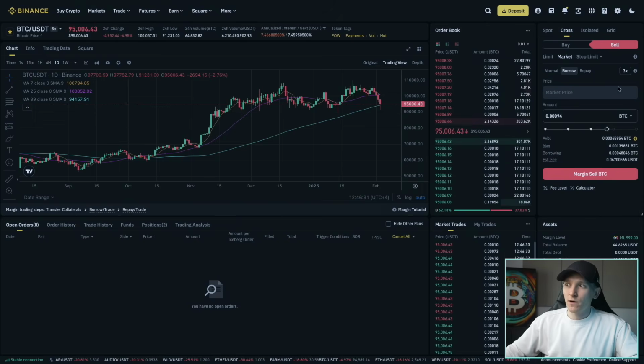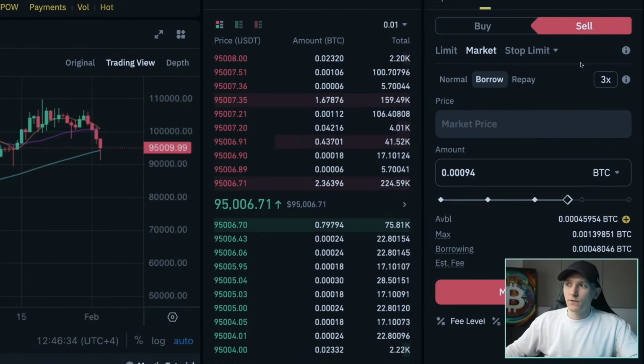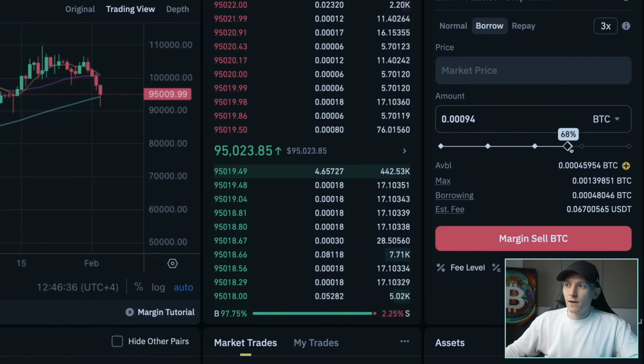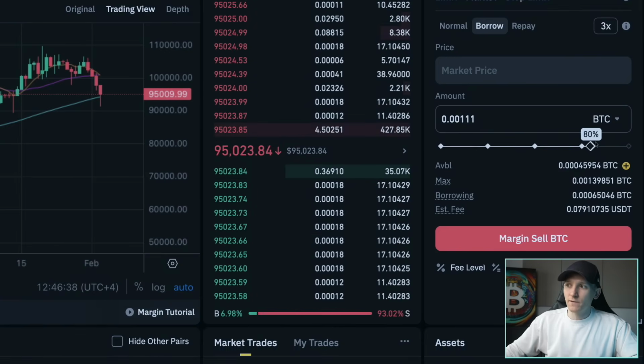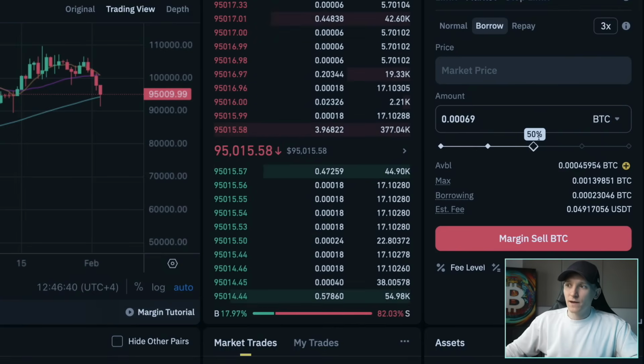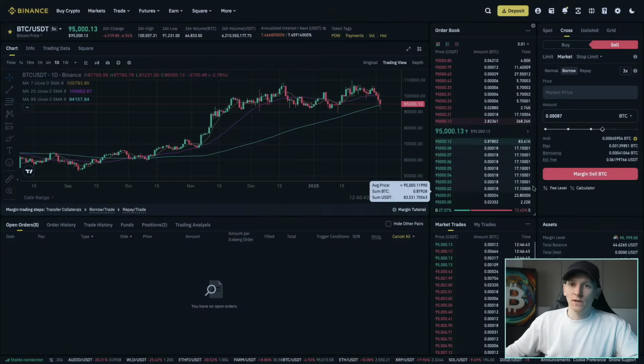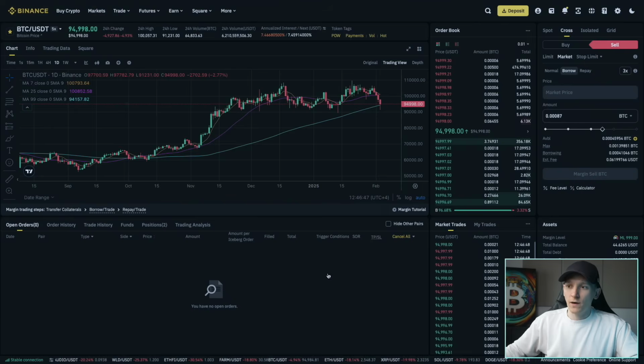So I can actually sell. I can sell the Bitcoin I'm going to borrow. And right here, it tells me how much I'm going to borrow, as you can see. And so the estimated fee and everything, and I can actually short the asset using the asset as collateral. So let's go ahead and margin sell BTC, press confirm.